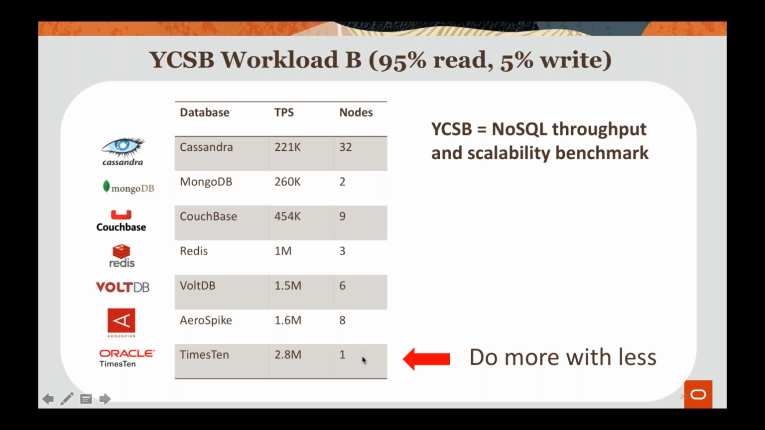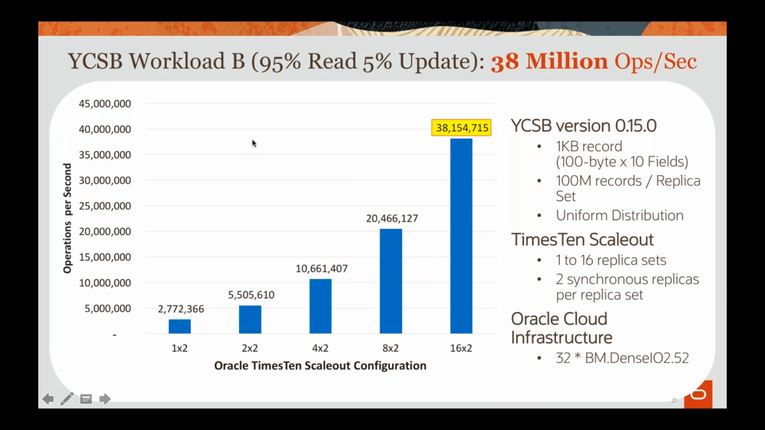But what if we added more nodes to TimesTen? So same benchmark, as we add more nodes, the throughput goes up. So about 3 years ago, we were doing 38 million operations per second. Under the covers, we actually implemented it in JDBC. So we did SQL selects and updates. So we implemented a NoSQL benchmark doing SQL under the covers with ACID transactions. So we were actually doing more work, but we had far higher throughput. Go figure.